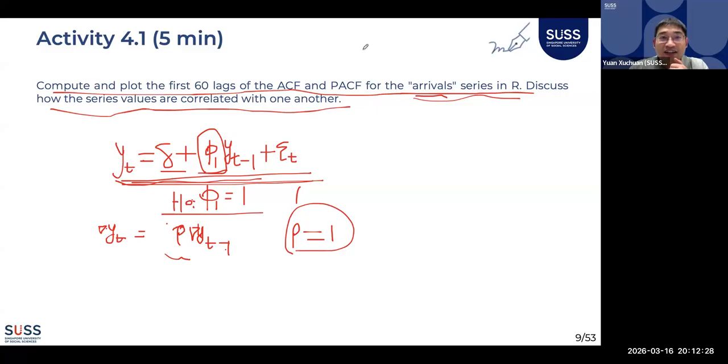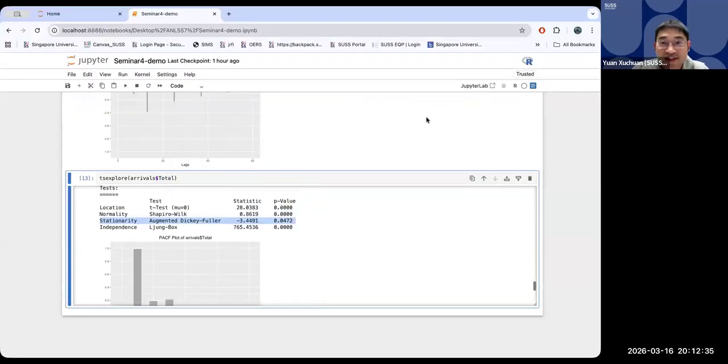Okay, so now let's look at this stationary. It seems we reject, right? Well, I think we reject this ADF test because the p-value is less than 0.05. So it seems stationary, right? Maybe later we can discuss what happened with this. Okay.